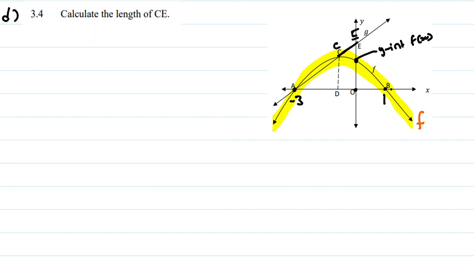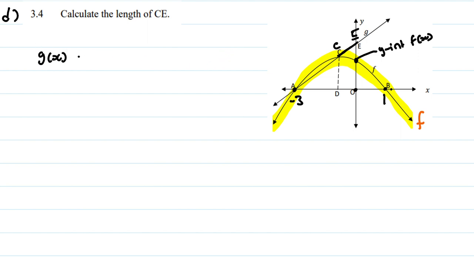So now, to find the equation of G, we have to find the gradient first. So we have to find the gradient of this linear function. So how are we going to do that? So as I stated before, we have the coordinates of A and C, which are the coordinates of the graph of G. So we can use those coordinates to find the gradient. So we have to find the gradient first. So remember, the graph of G is like this.